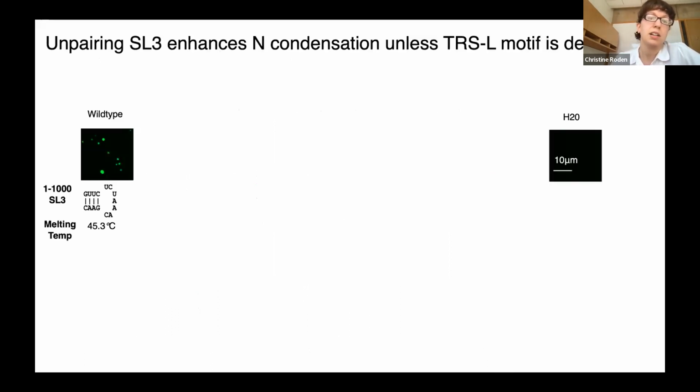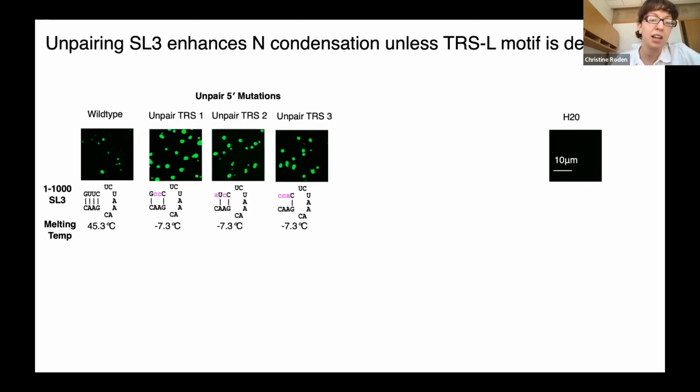And what I'll show you is that unpairing stem loop 3 enhances condensation unless this motif is destroyed. So we have the wild type hairpin under minimal condensation conditions, which is predicted to be structured, and we have SHAPE data that suggests that it's structured at 37 degrees. If we unpair that stem loop by just making 2 or 3 nucleotides different in 1,000, we can see a pretty significant enhancement of condensation.